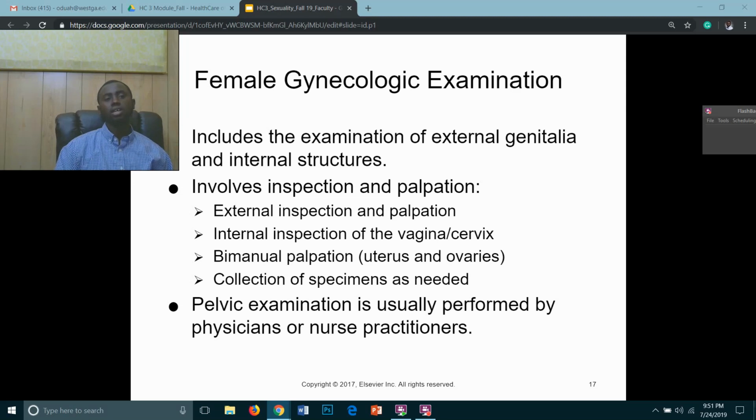Then there is also the collection of specimens as needed, such as pap smear, biopsies, urine for urinalysis and pregnancy testing. And pelvic examination is usually performed by physicians or nurse practitioners. The role of the nurse is to assist the provider during these examinations with supplies and positioning of the client.